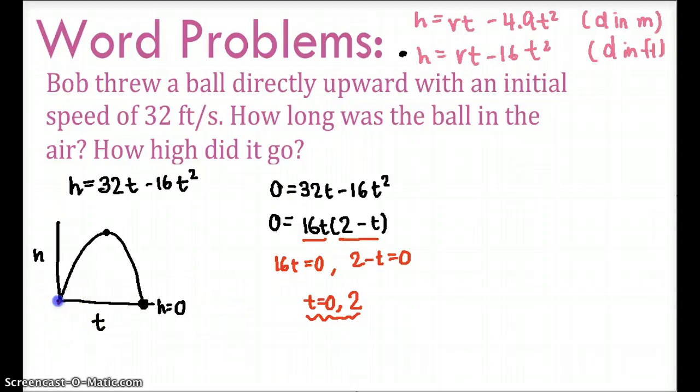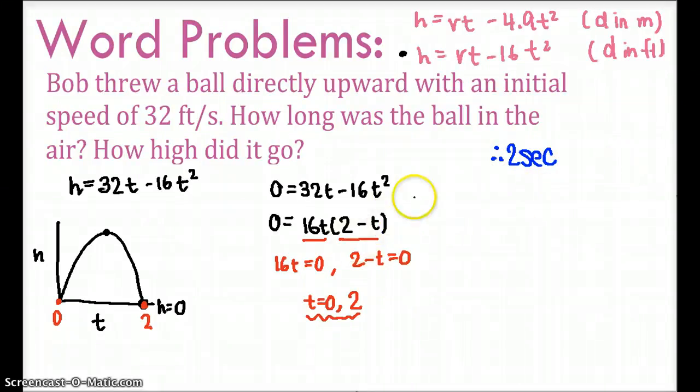So t equals 0 is obviously when the ball is first thrown, because the ball is thrown at a height of 0. The second time is t equals 2, and that's when the ball lands. So the answer to our first question, how long was the ball in the air, is 2 seconds. That's the answer to the first question.